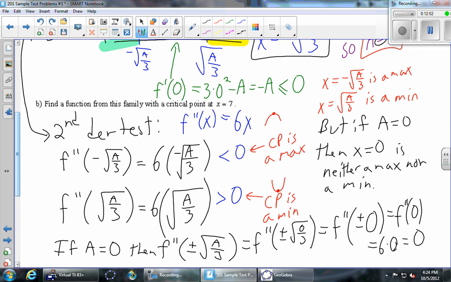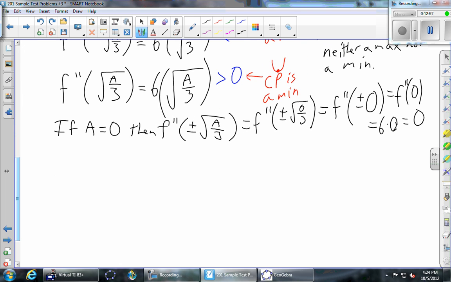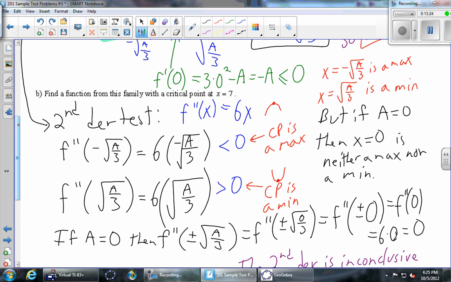So what's the conclusion from the second derivative test when you get 0? Unfortunately, the second derivative test in this case is inconclusive. It doesn't give you any information. So we would have to revert to some other way to figure out if the critical point when a is 0 is a max or a min. Way up at the top, we decided it was neither. Whew. Okay, so all that's done. We'll move on to part B.